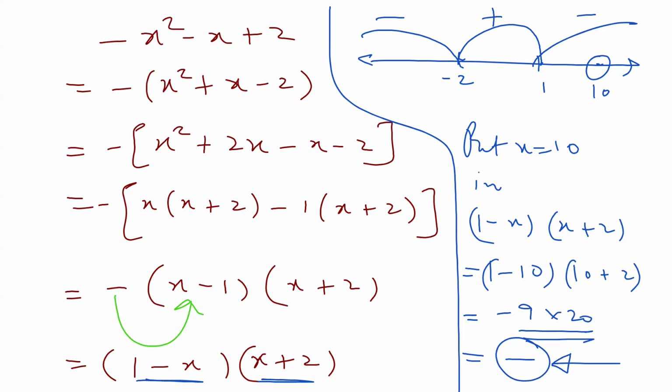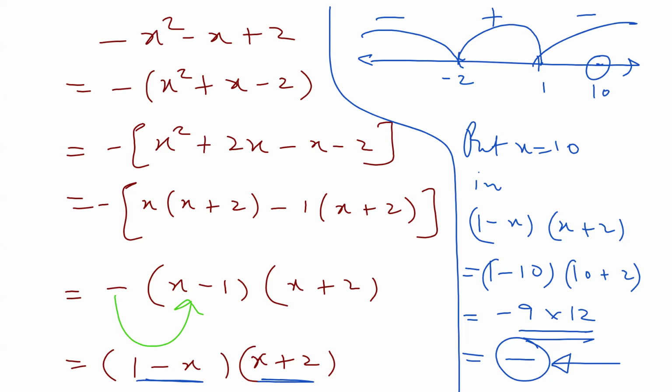Yeah, it's 12. I'm sorry. I just multiplied. Never mind, but then it's negative, right? Even if it is 12, it is negative, right? Minus 9 into 12. Okay.